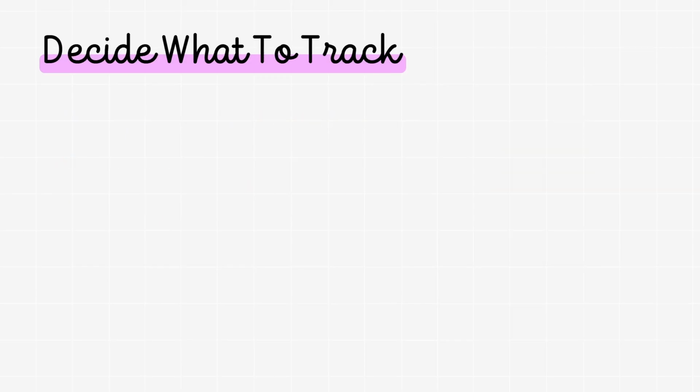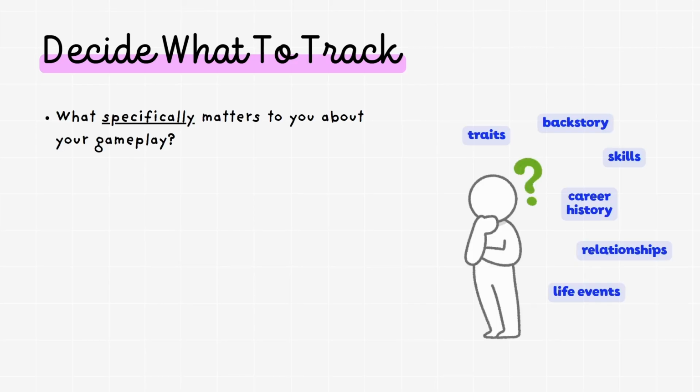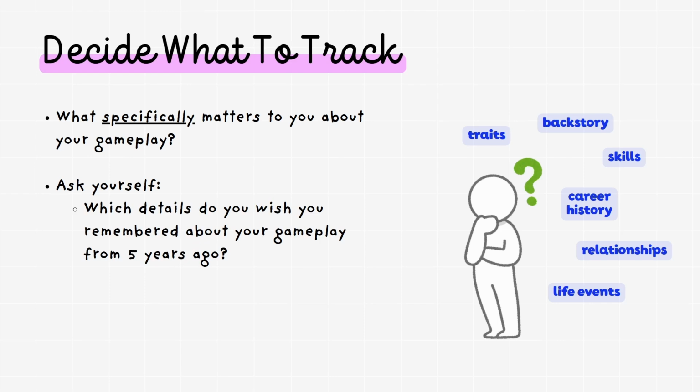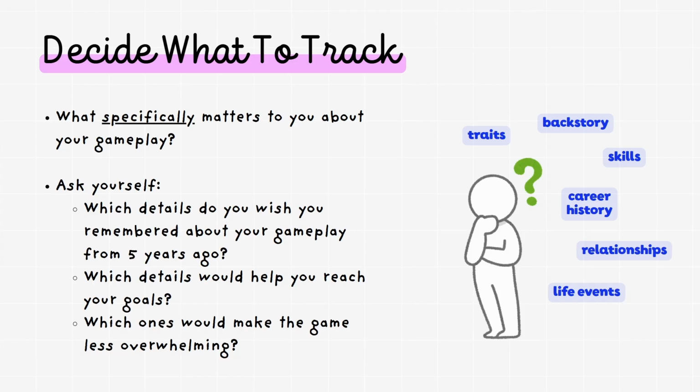Next, decide what to track in particular. What specifically matters to you about your gameplay? You can ask yourself various questions to get to the bottom of this. For example, which details do you wish you remembered about your gameplay from 5 years ago? Or which details would help you reach your goals? Which ones would make the game less overwhelming? It all depends on what's important to you.